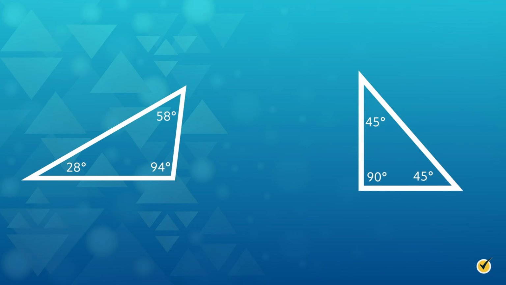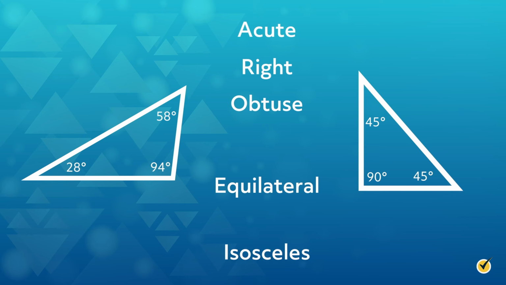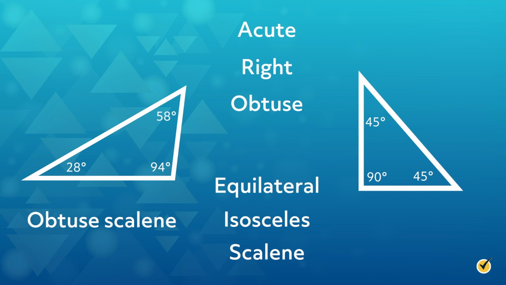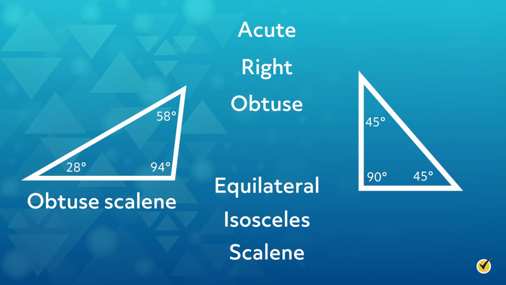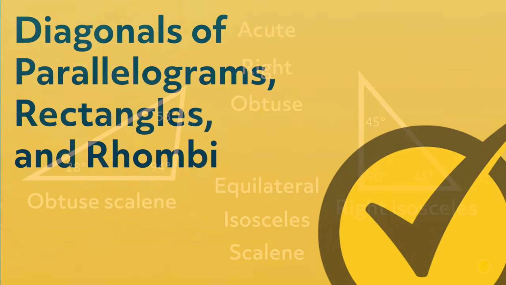Pause the video and identify these 2 triangles by choosing either acute, right, or obtuse, and then choosing equilateral, isosceles, or scalene. Think you got it? The triangle on the left is an obtuse scalene triangle, while the one on the right is a right isosceles triangle.